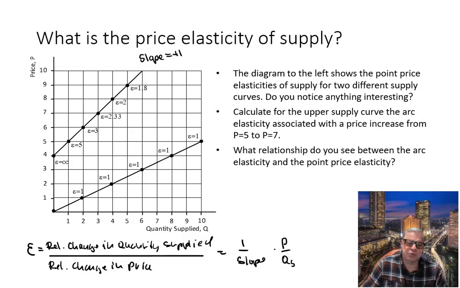Again, 1 over 1, that's 1, but then we have 5 over 1, elasticity is 5. At the price of 6, we would do 1 over 1 times 6 over 2, which is 3. And then maybe at 9, we would say 1 over 1 times 9 over 5, which is 1.8. But you see that the elasticity, as we increase the price, decreases. Elasticity goes down, decreases.